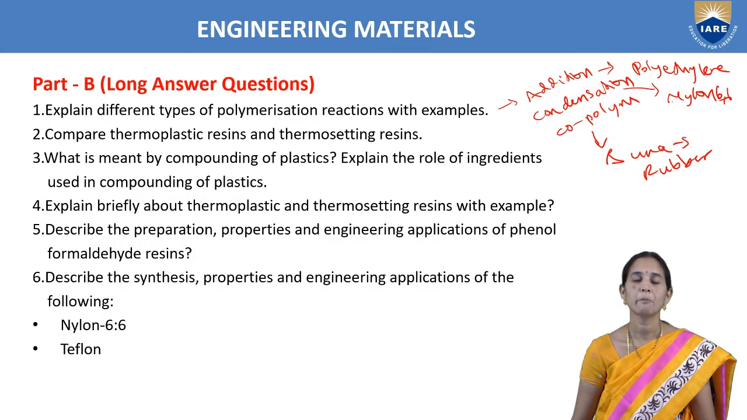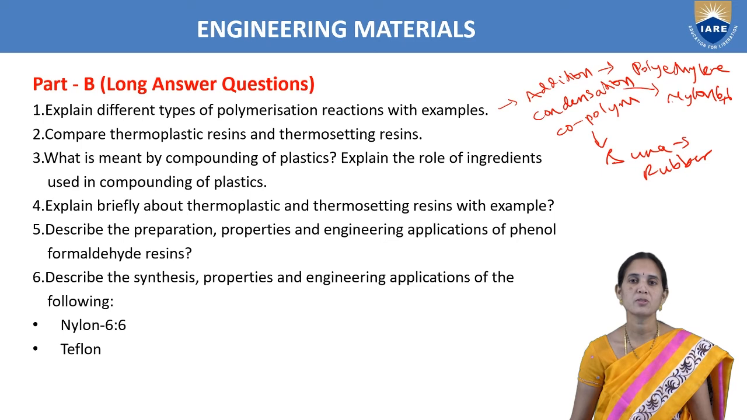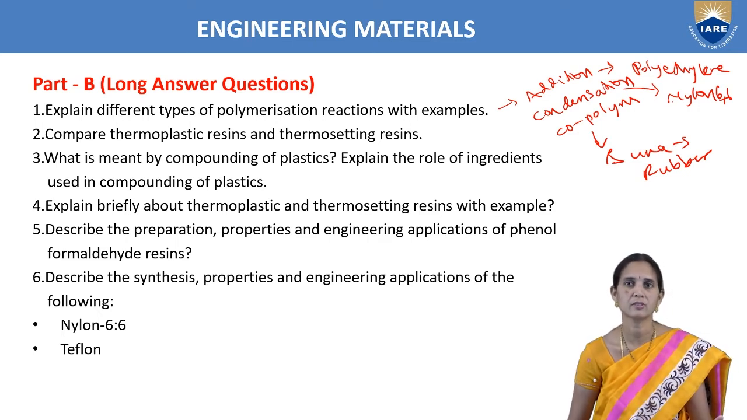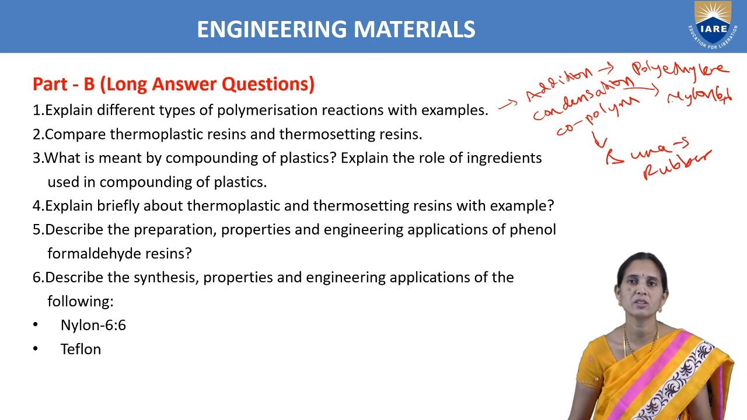Next one, compare thermoplastic resins and thermosetting resins. Thermoplastic resins become soft on heating and hard on cooling. In thermosetting resins there won't be any change, because of the presence of strong covalent bonds between the polymer chains. Thermoplastics we can reuse or recycle, whereas thermosetting resins we cannot reuse or recycle. Example for thermoplastic is polyethylene, for thermosetting is bakelite. We have to write five or six points of difference.